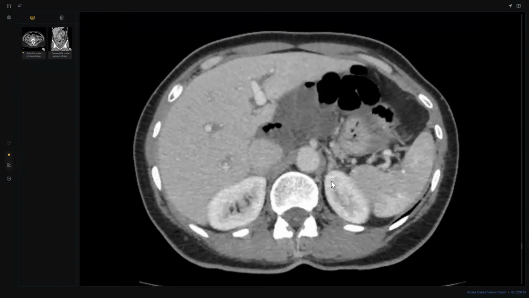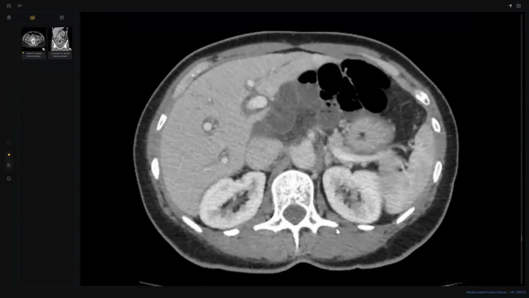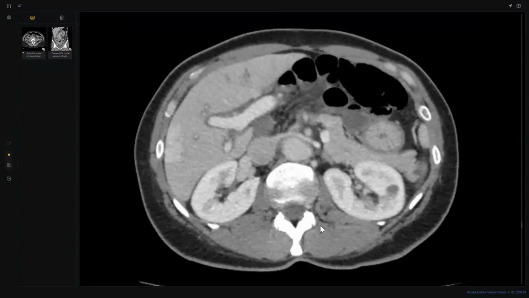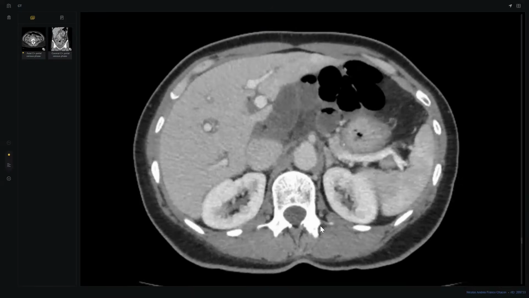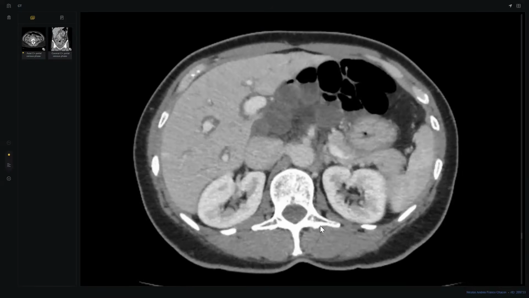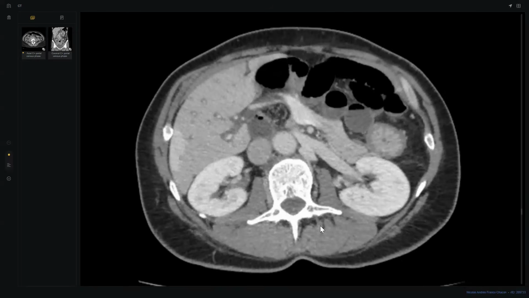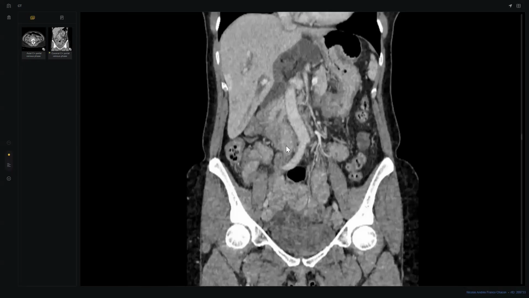There is also some hypo-enhancement. No, not hypo-enhancement, it's fine. So can I check the sagittal, please? Yes. Okay, thank you.